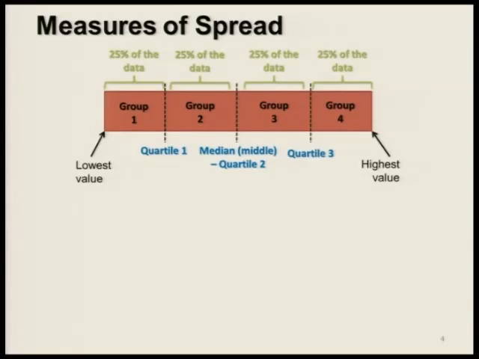We are going to get our median, which is dividing the data into 2 equal groups, and then we are going to divide on each side of the median, again the data into 2 equal groups, so that we end up with 4 equal groups, where in each group there is a quarter of the data, or in another language we can say 25% of the data.